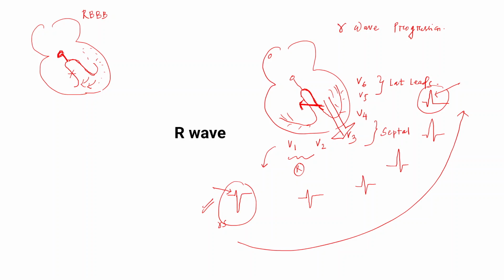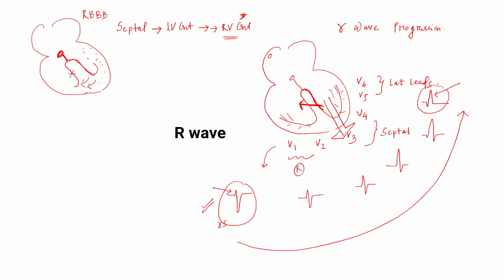So whenever there is a right bundle branch block, first of all there will be septal depolarization, no doubt in that. It will be followed by left ventricular contraction. This will be followed by a right ventricular contraction, but this right ventricular contraction will be a delayed one, because the action potentials are being conducted through the myocytes. So the process will be slow, and the vector that will be produced in the ECG will be a delayed one.